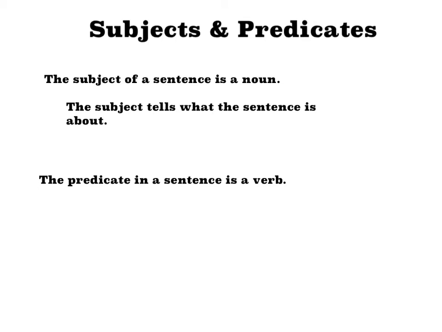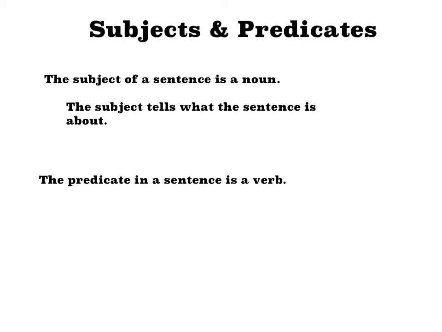Another way of thinking about what the subject is, is that it tells what the sentence is about. We'll look at some sentences soon, and you'll see that often a sentence will contain more than one noun. So we'll have to be able to identify which noun is actually the subject of the sentence. But just keep this definition in mind, that the subject tells what the sentence is about.